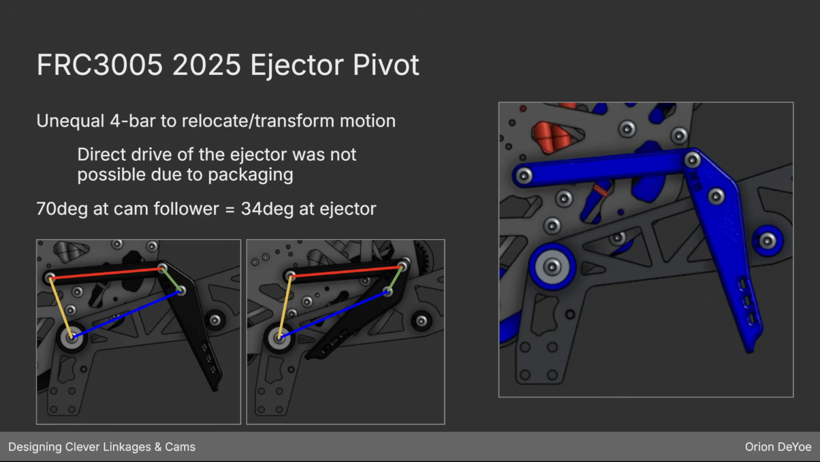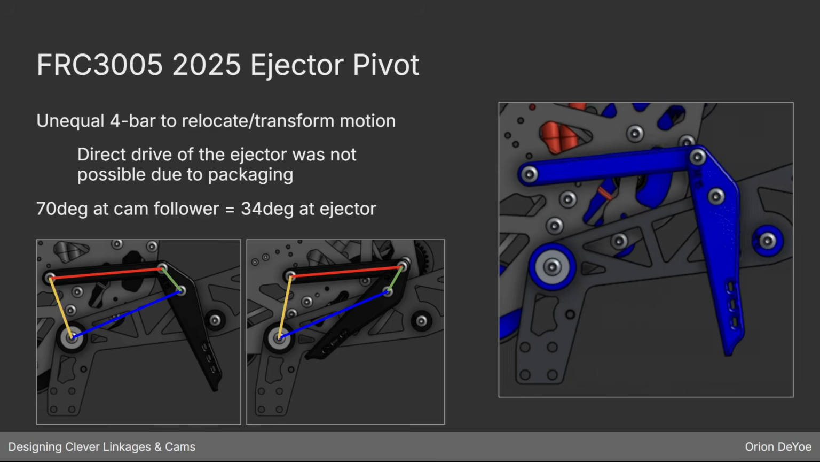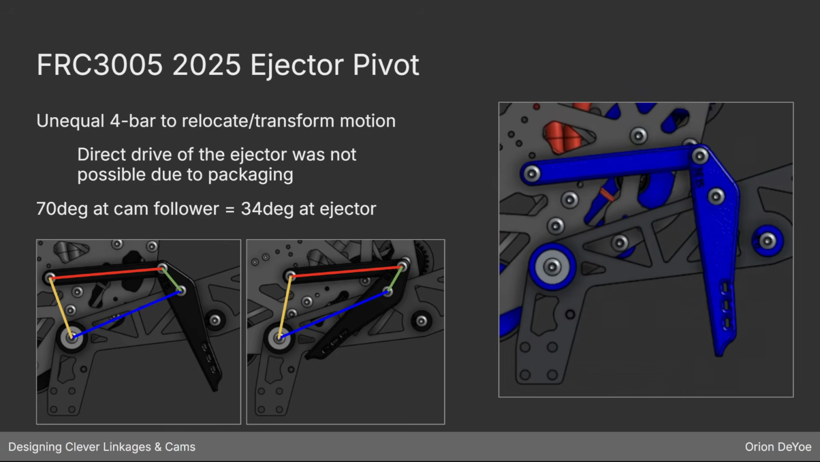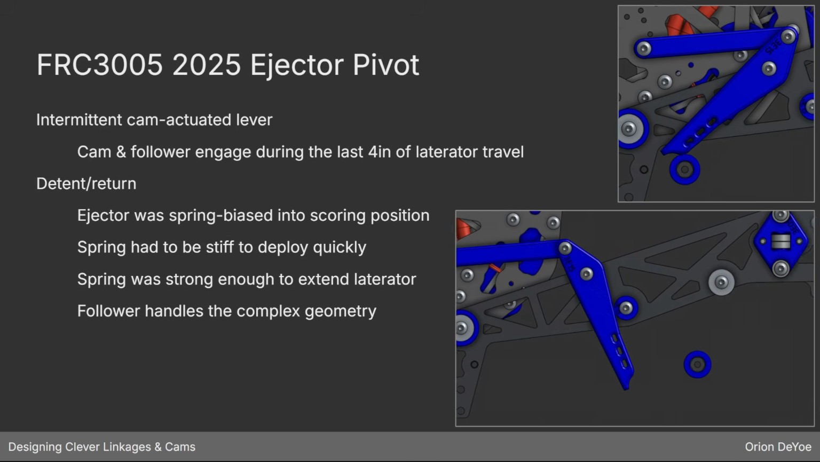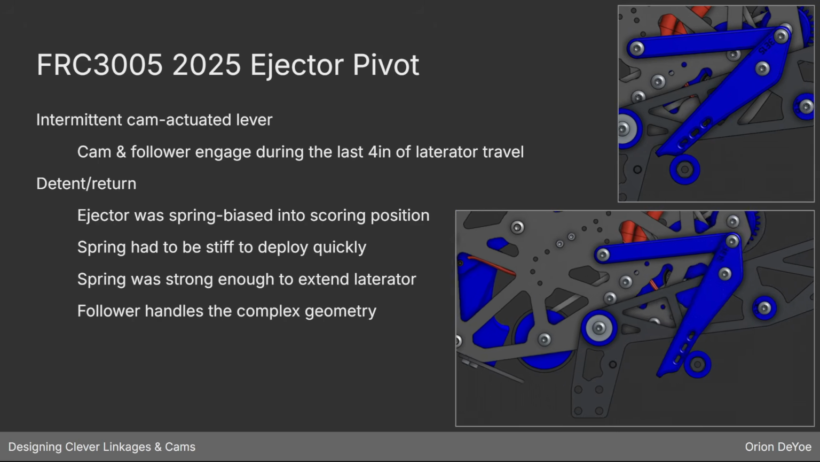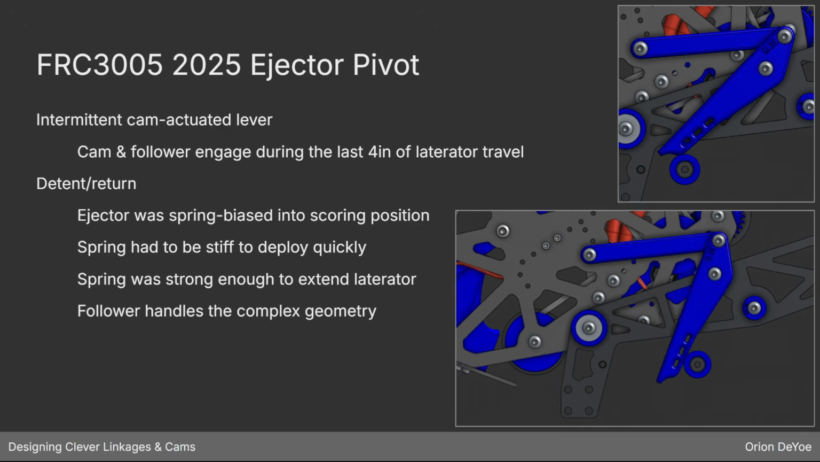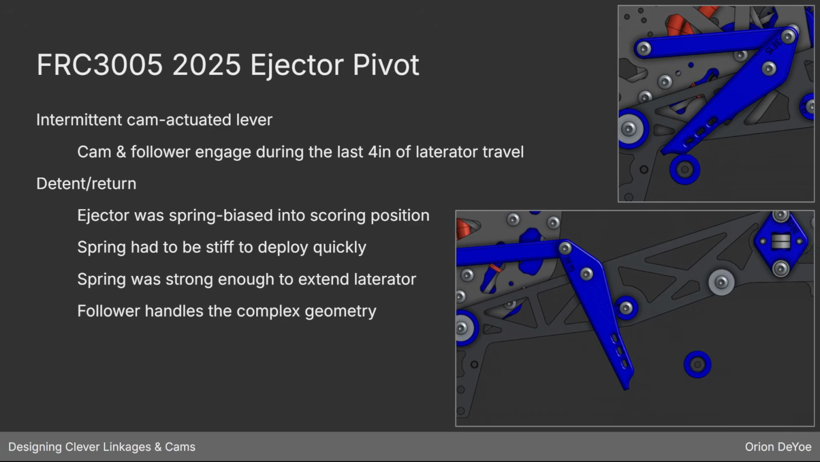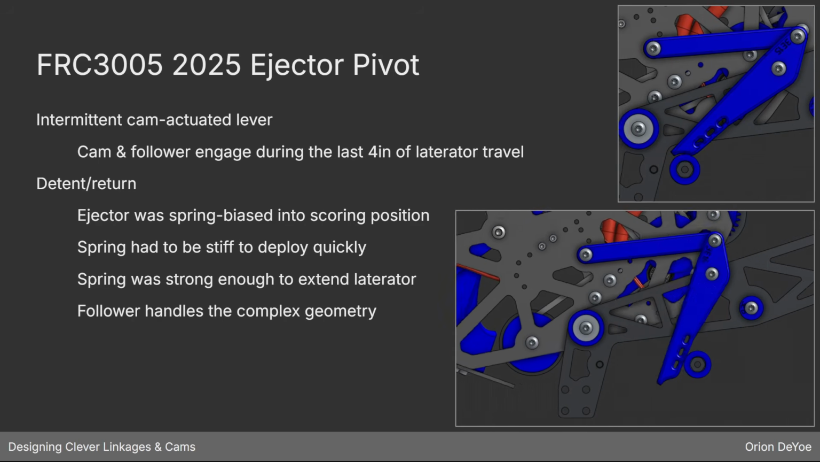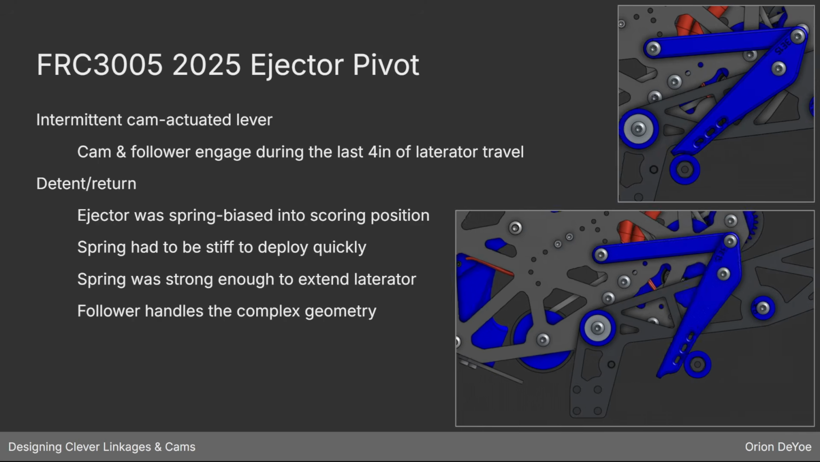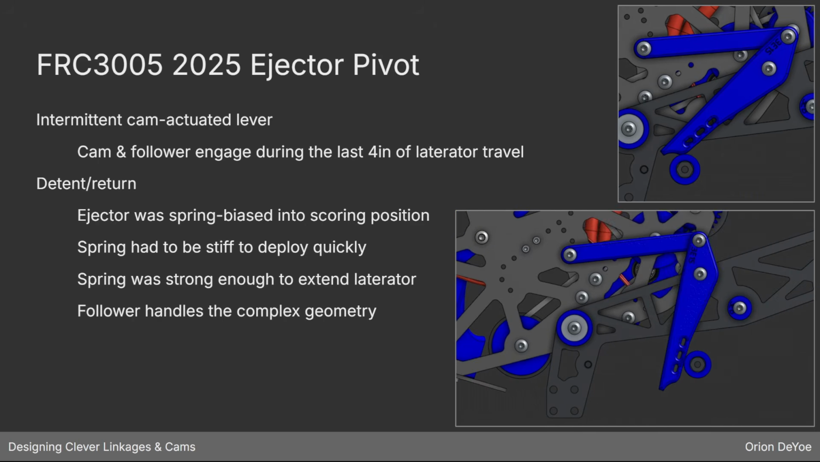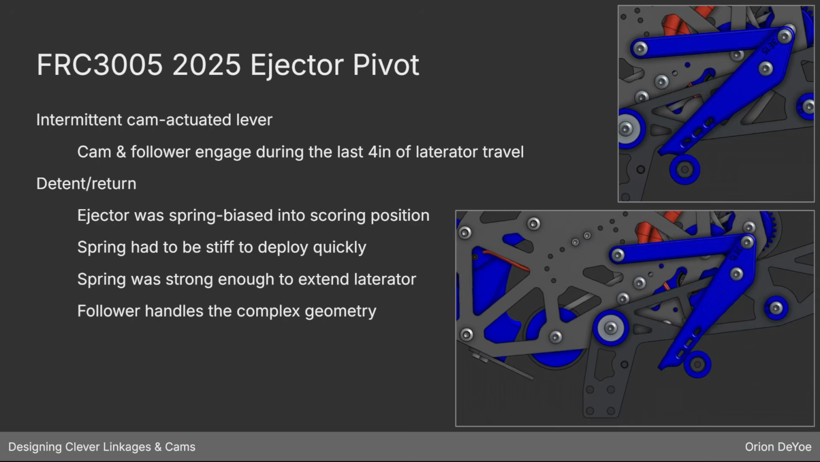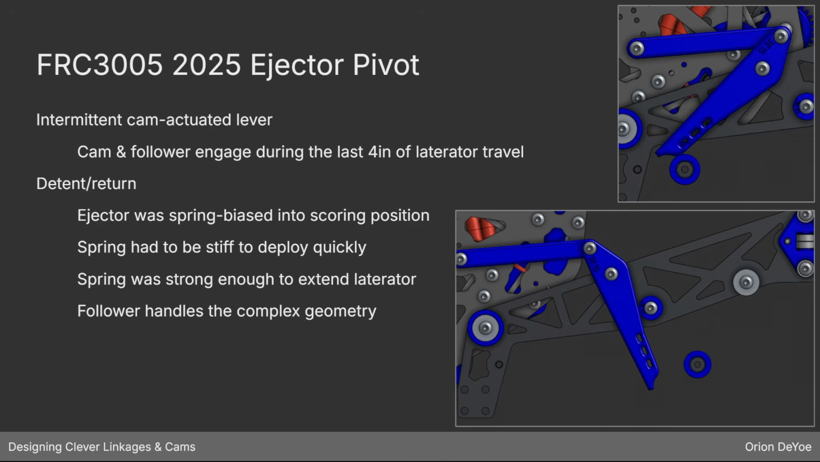And basically, this is the opposite of the 2024 situation where there's a larger motion of the cam follower, about 70 degrees, and that's resulting in about 34 degrees of ejector angle change. This is also similar to the 2024 robot where only the inwards most 4 inches of travel of the laterator is used to actuate the system. The whole thing is spring biased. And because the laterator extends in 200 milliseconds, this spring had to be pretty stiff to be able to snap this thing out in position, in a similar time scale to when the laterator extends.